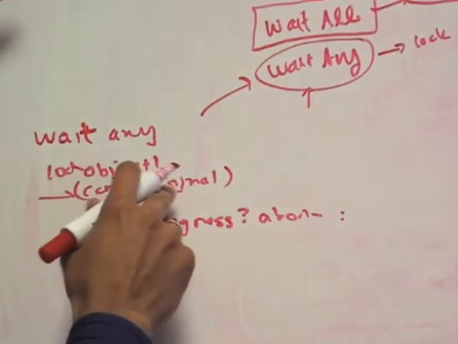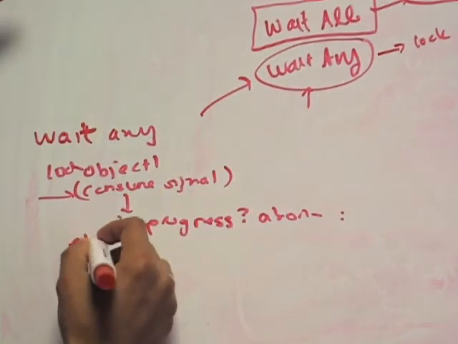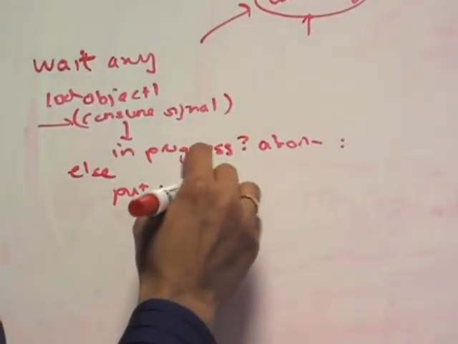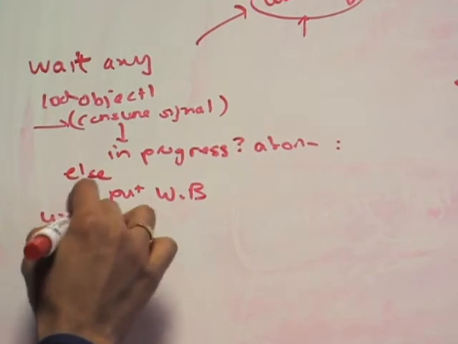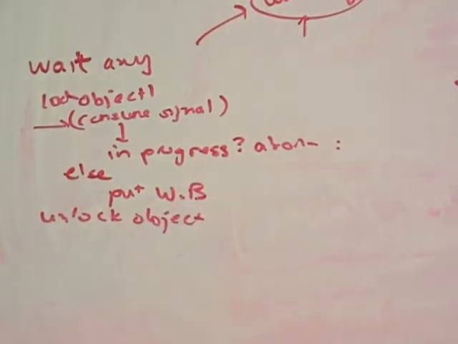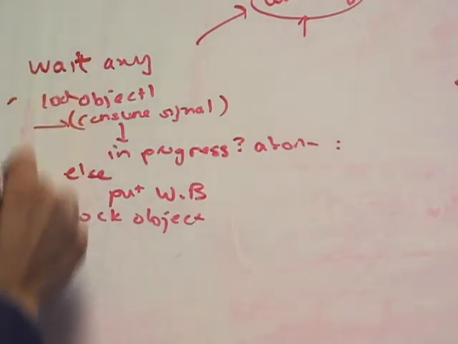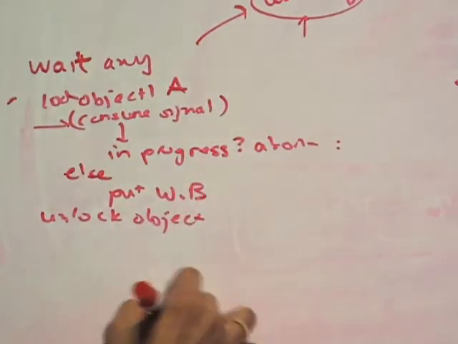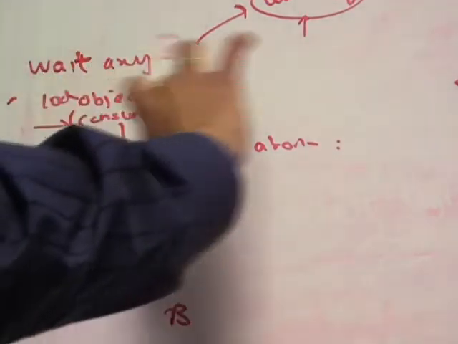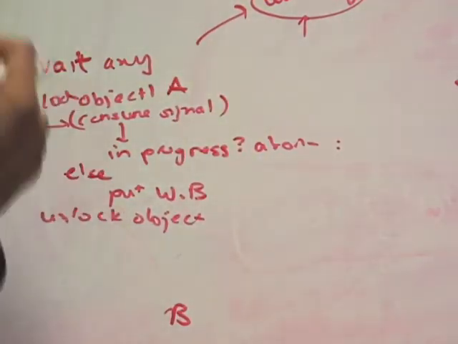But you see, this is if it's signaled, else we put a wait block on it. Then we can unlock the object and move on to the next guy. So I never hold the lock for object A and object B at the same time. I just put my block on there, express my interest in that thing, and then unlock it.